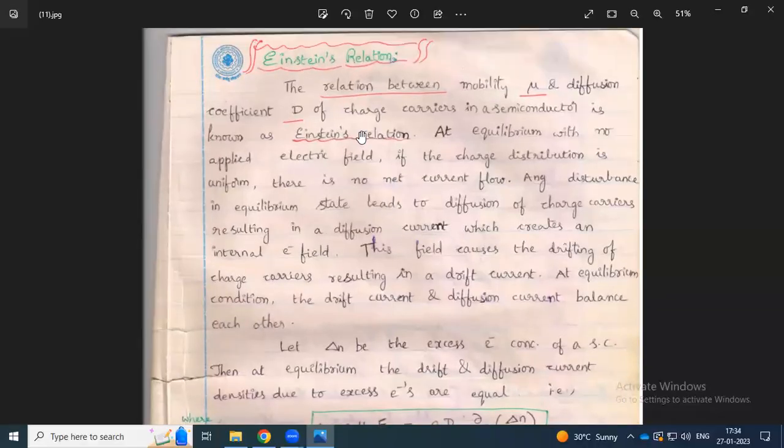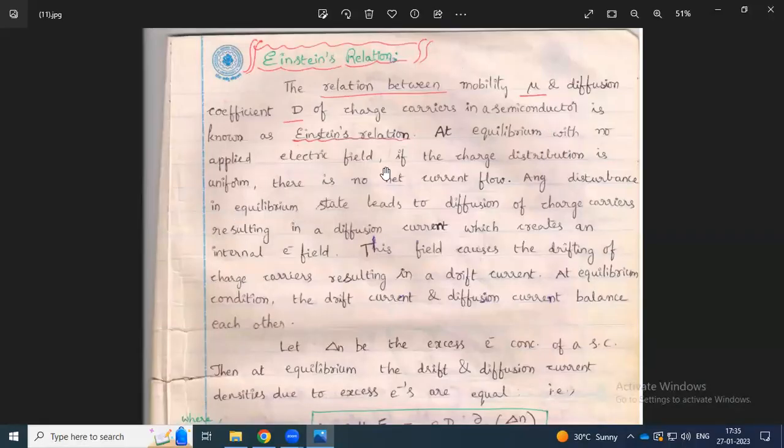Now we'll see Einstein's relation. The relation between mobility mu and diffusion coefficient D of charge carriers in a semiconductor is known as Einstein's relation. What is D? Diffusion coefficient. Mu is the mobility of charge carriers in a semiconductor. So the relation between these two, mu and D, is known as Einstein's relation.